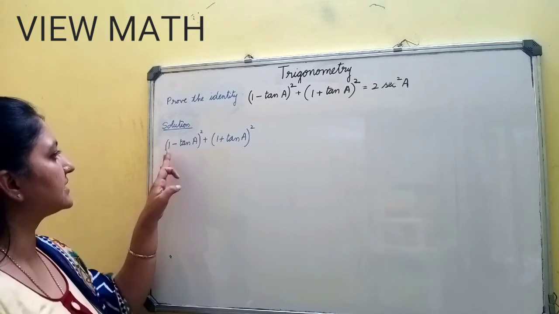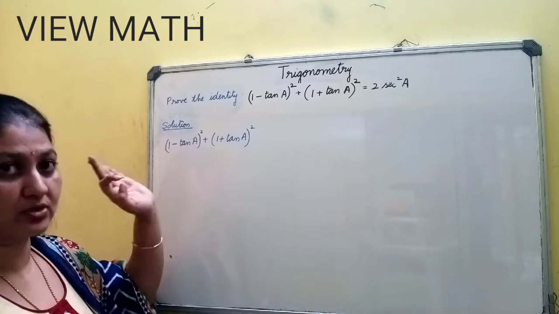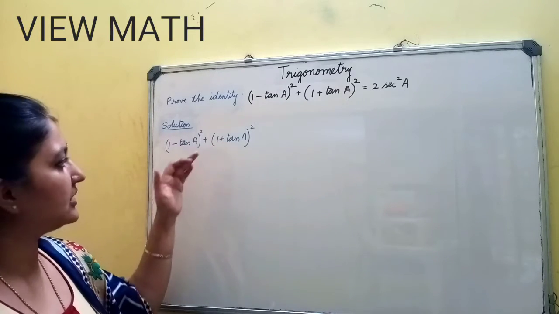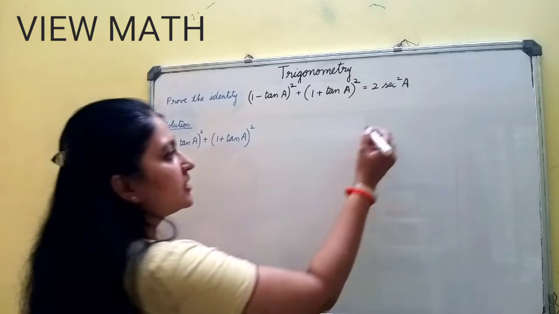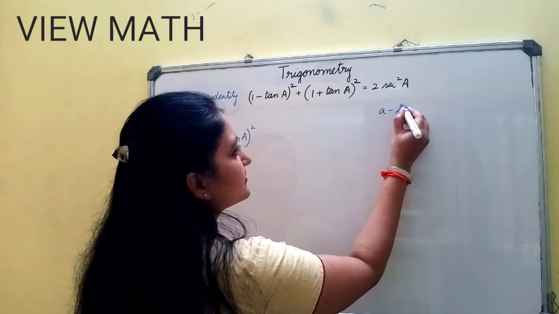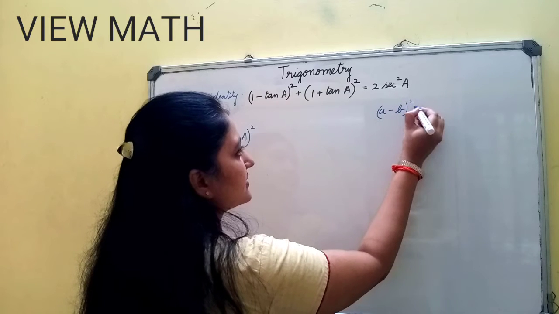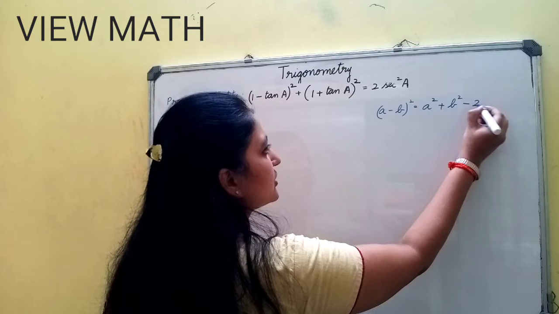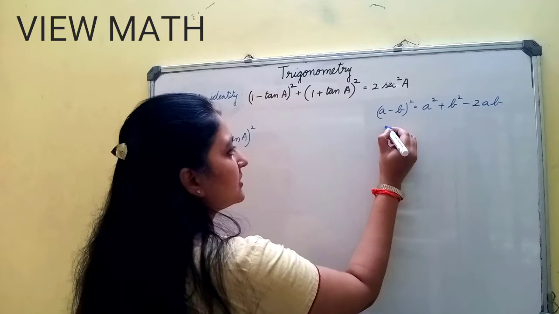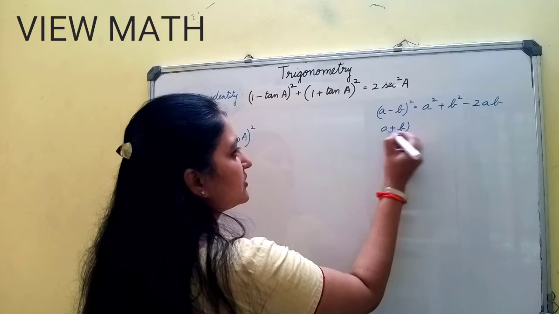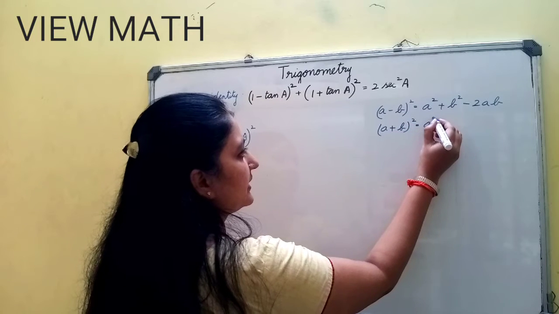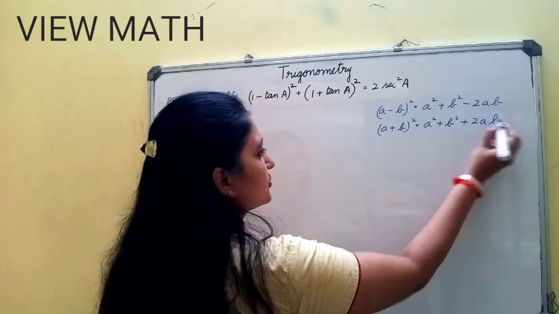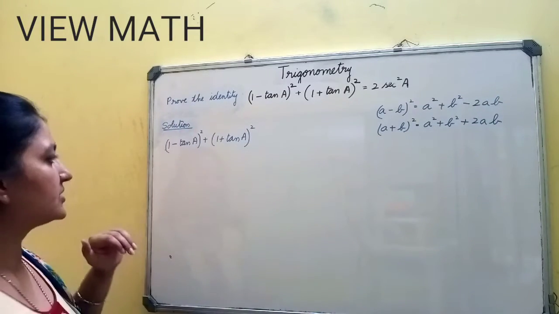Now you can see this is nothing but A minus B the whole square. This one is A plus B the whole square. So I am going to use the formula to expand this. Okay. Now what is the formula? A minus B the whole square is equal to A square plus B square minus 2AB. Next formula, A plus B the whole square is equal to A square plus B square plus 2AB. So these are the two formulas I am going to use here.